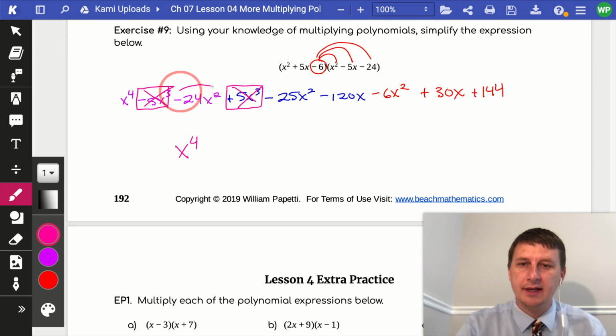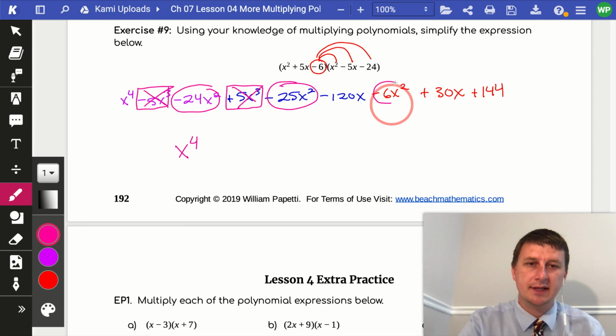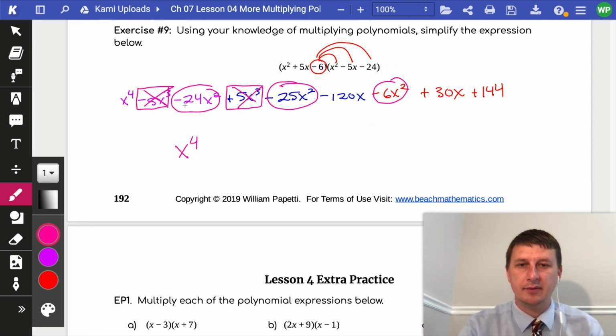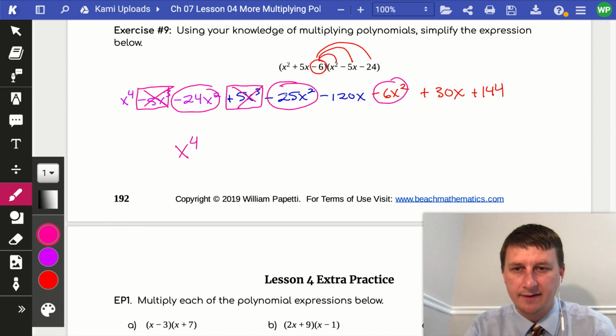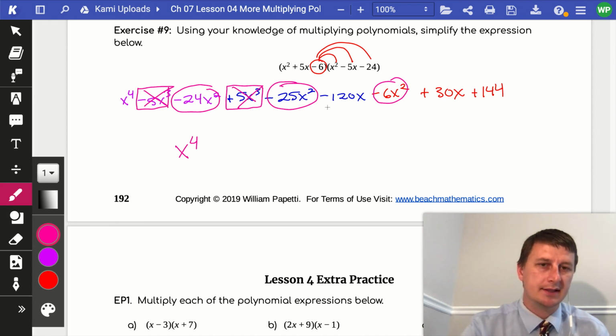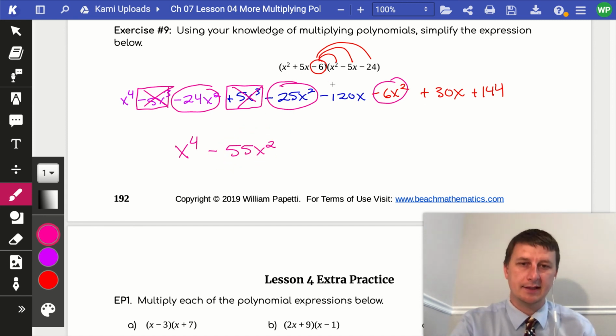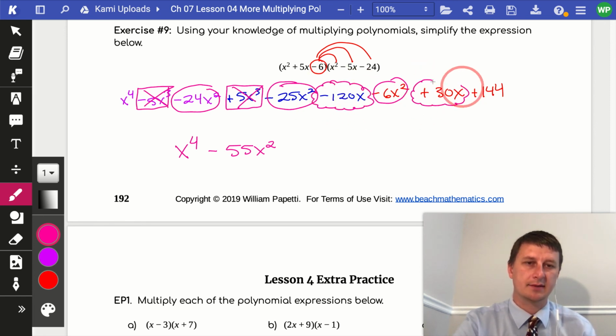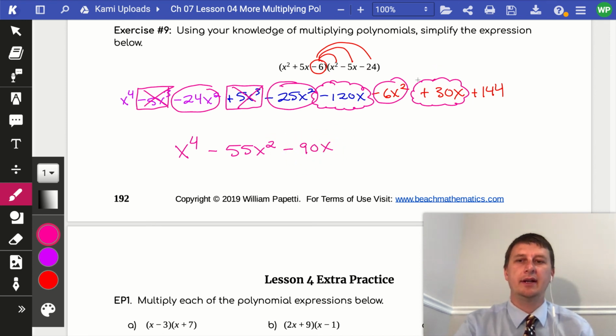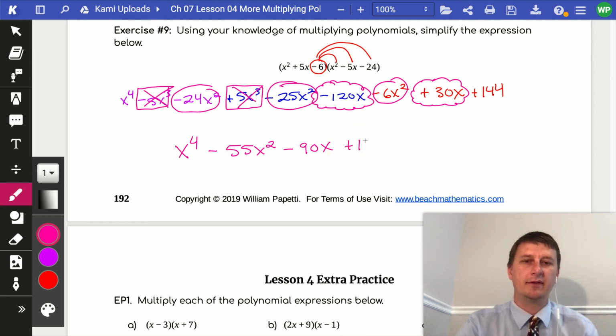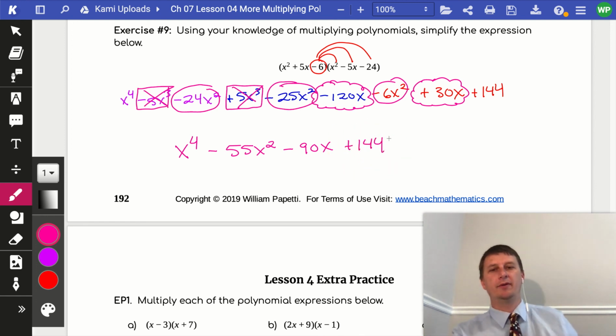I look at x squareds, and I have a negative 24x squared, a negative 25x squared, and a negative 6x squared. And when I combine those together, I'm going to get negative 24 minus 25 is negative 49. Minus 6 more is going to be negative 55x squared. Now I look for my x's, and I see negative 120x plus 30x is going to combine to give me negative 90x. And finally, I don't have any other constants except for the plus 144. So I'm going to bring down my plus 144 there.